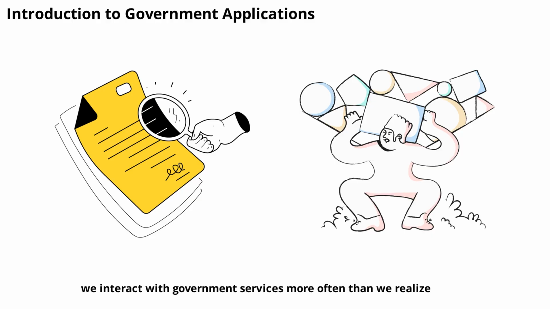In our daily lives, we interact with government services more often than we realize, and many of these interactions start with an application. Whether it's applying for a driver's license, a passport, or even a government grant, these processes all begin with a government application. In this video, we'll break down what a government application is, why it's important, and how it impacts both individuals and society as a whole.